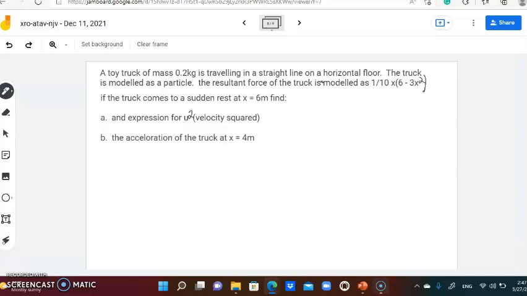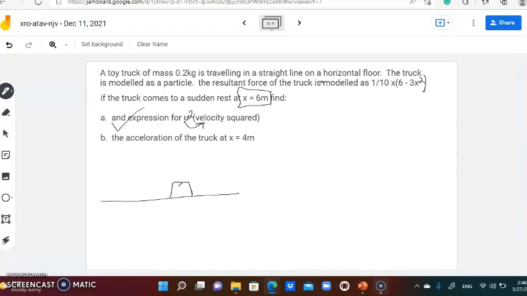The truck is modeled as a particle, and the resultant force on the truck is modeled as 1 over 10 x times 6 minus 3x squared. If the truck comes to a sudden rest at x equals 6 meters, they want us to find an expression for u squared, where u squared is being expressed as velocity squared, and the acceleration of the truck at x equals 4 meters. Right? So I'm going to just do a quick sketch.